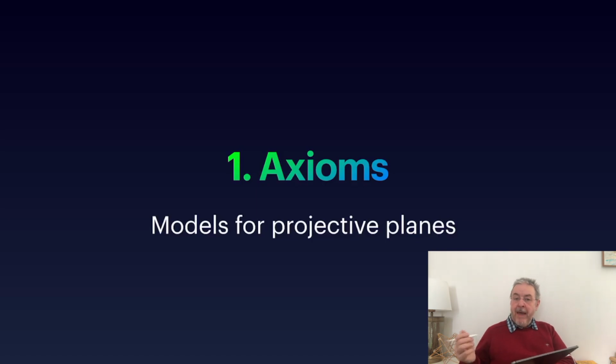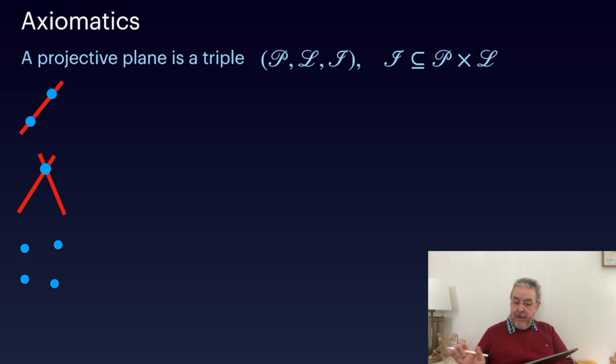So you may already have other mathematical objects, and if you have a certain set of axioms, then models for those axioms are, well, certain concrete incarnations that satisfy the axioms. Let me briefly remind you of the axioms of projective geometry.